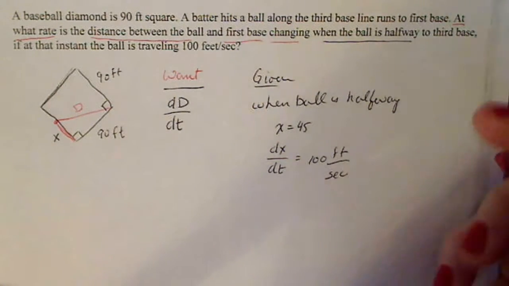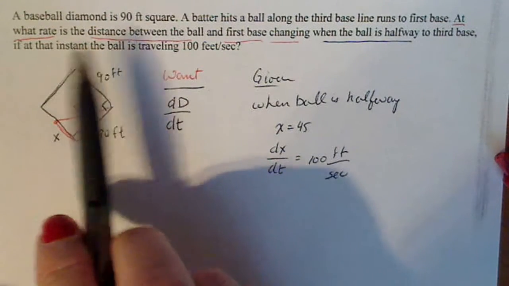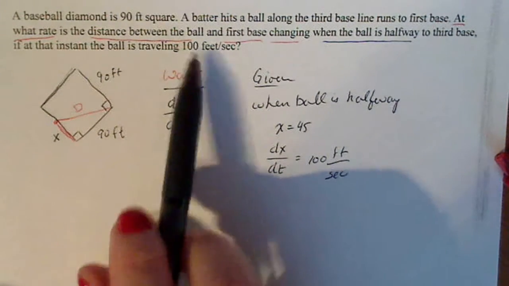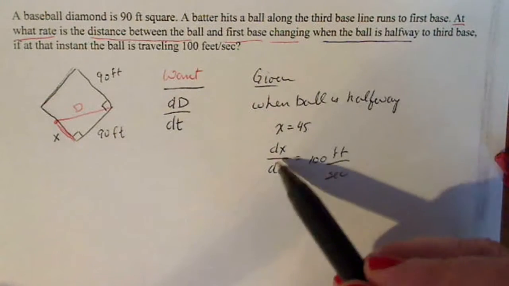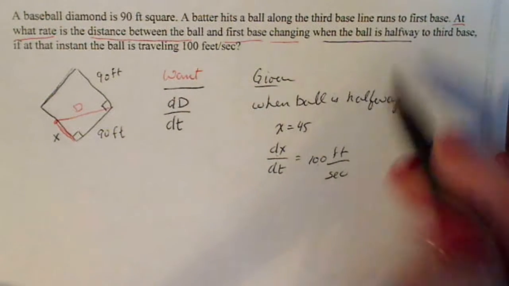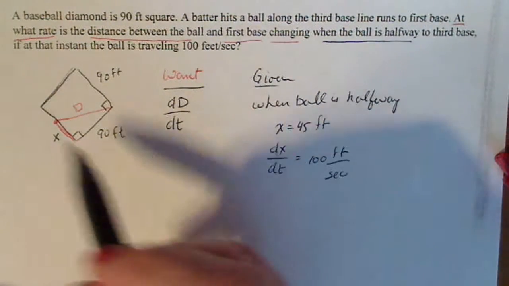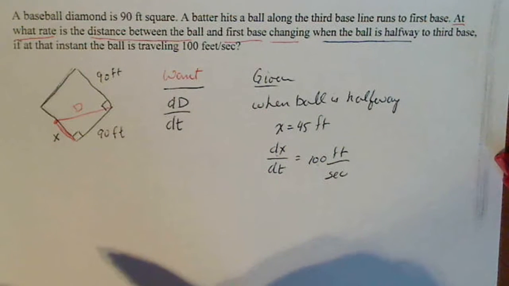How do I know that that's dx/dt? At that instant the ball, that's the ball, is traveling 100 feet per second. So that's 100 feet per second, and this is 45 feet. Everything here is in feet.